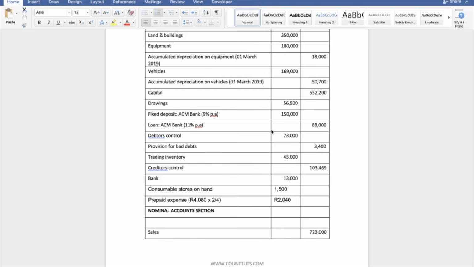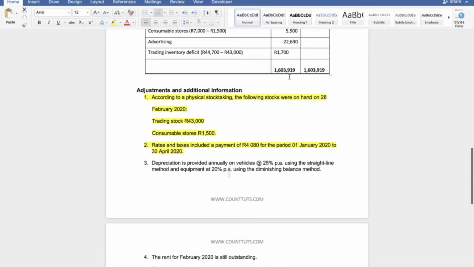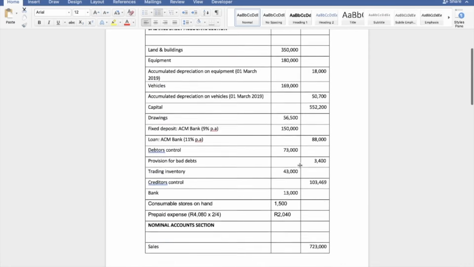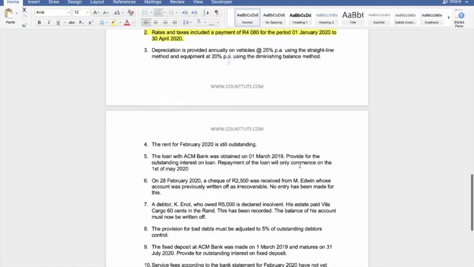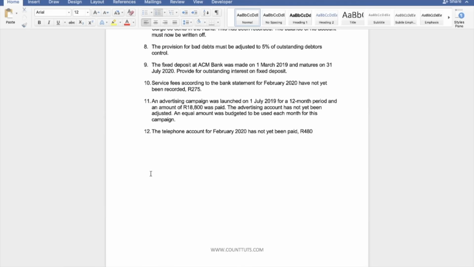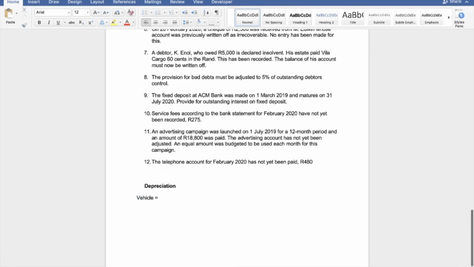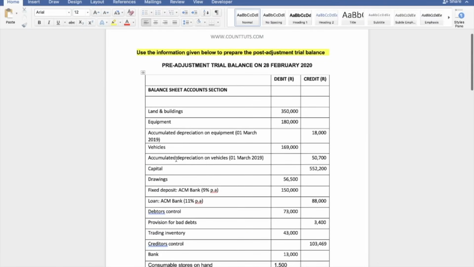Let's first do the vehicle one. We're told that the vehicle is depreciated using the straight line method at 25%. So straight line method is quite easy to do, and the equipment is depreciated using the diminishing balance method. So let's do both of them. In fact, I can do my workings down here for you to just see what I am doing and how it's done. Okay, so depreciation. Alright, the first one we're going to do is depreciation for vehicle. So since it's the straight line method, like I said, it's quite easy to do that one. Very easy.